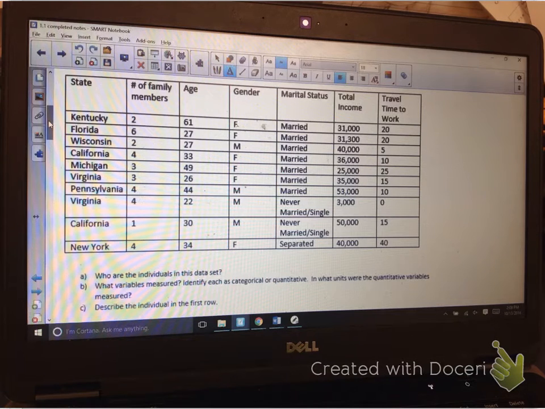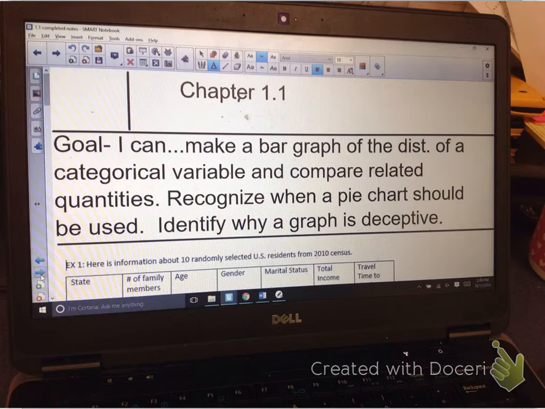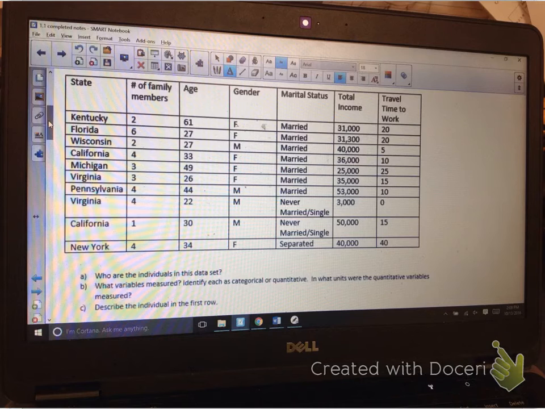So we have some information here about 10 randomly selected U.S. residents from the 2010 census. A says, who are the individuals in the data set? B, what variables are measured? Identify each as categorical or quantitative. In what units were the quantitative variables measured? And C, describe the individuals in the first row.